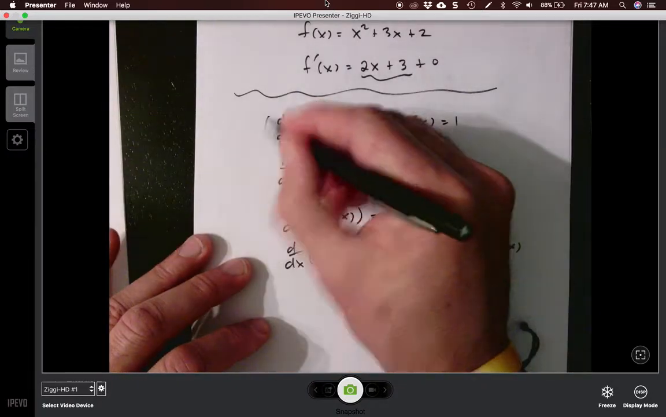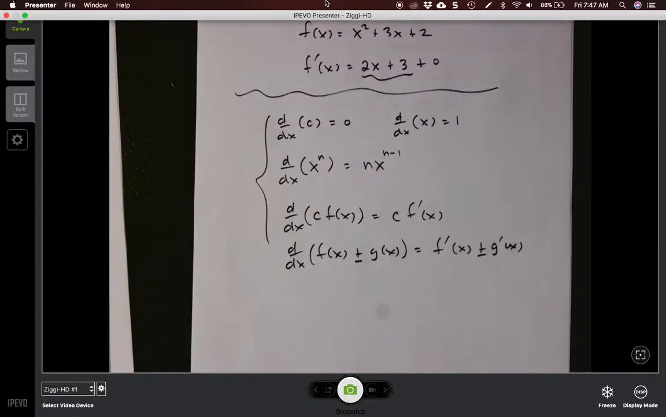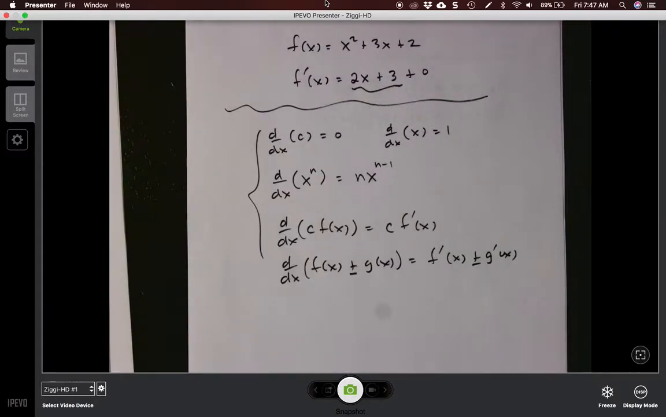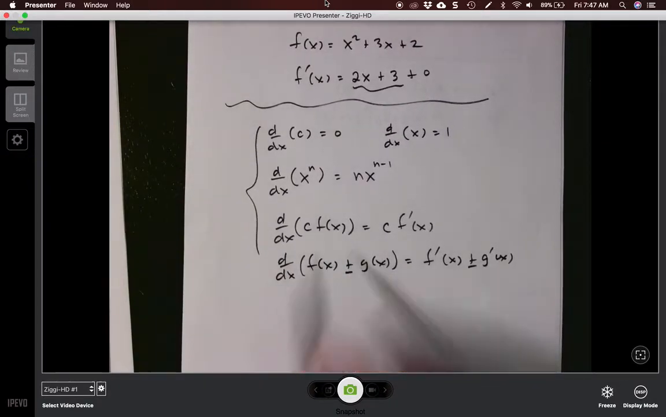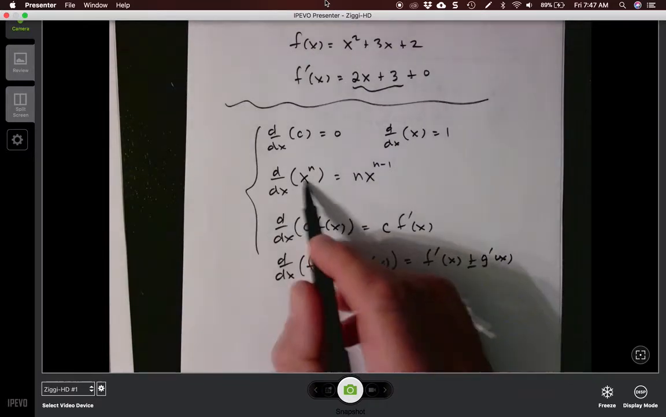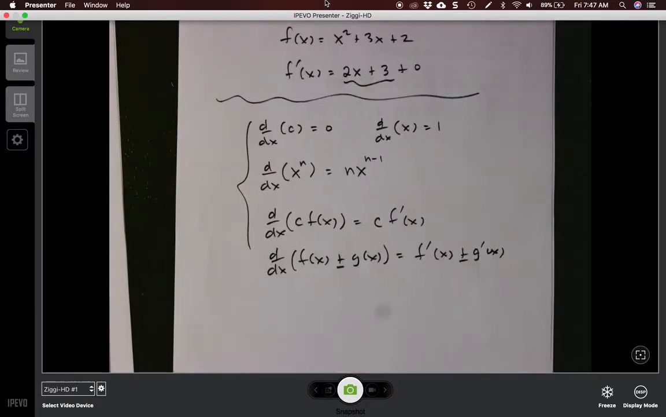Okay, so with these rules then, you've got a ton of different kinds of functions we're going to run into that are going to be of some form of this. The sum or the difference of some functions. Those functions might be constants multiplied by a function, and some of those functions might be power functions. Some of them might be square root functions. Some of them might be 1 over x raised to a power. Okay, all of those functions we should be able to find derivatives of.